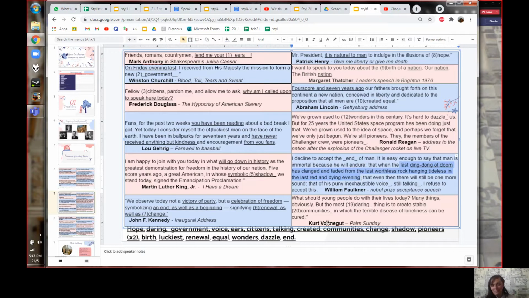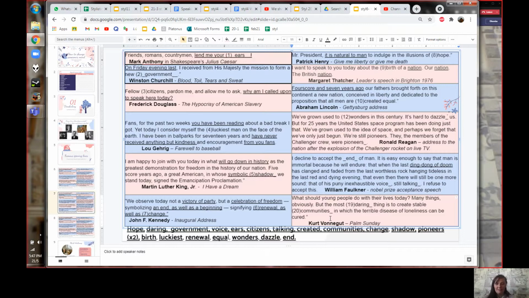Okay, so the last one. This is Kurt Vonnegut. He's another American writer. He says, what should young people do with their lives today? Many things, obviously. But the most daring thing is to create stable communities in which the terrible disease of loneliness can be cured. So what should young people do? Should they try and change the whole world? No, they should make their own communities and cure loneliness for themselves first. Nice. Good.